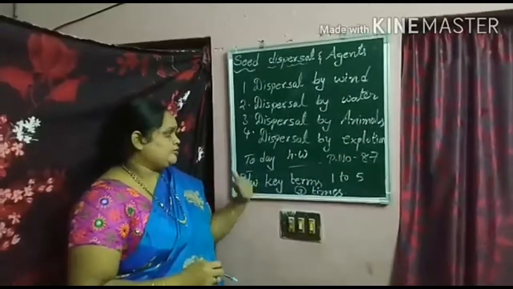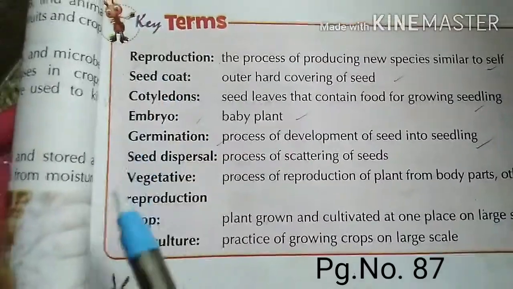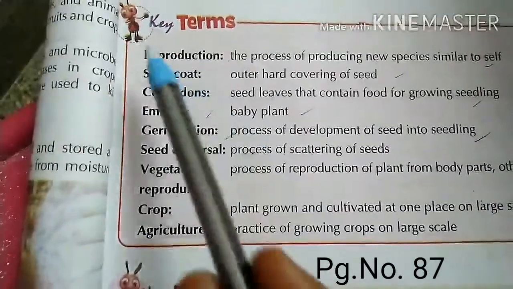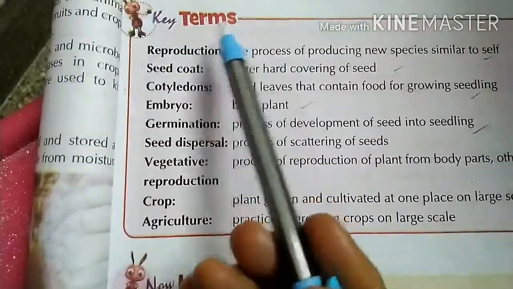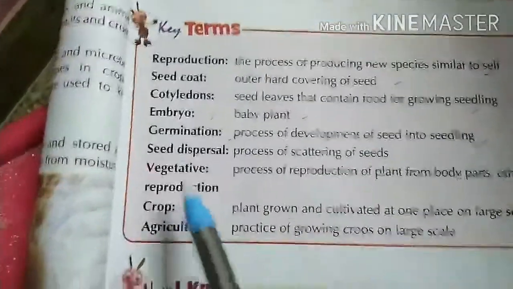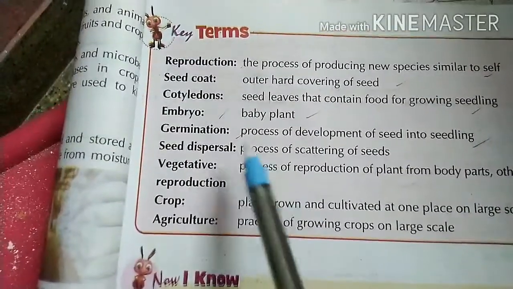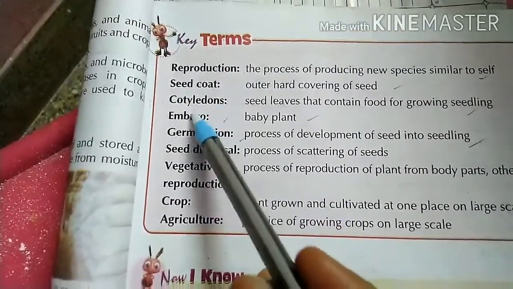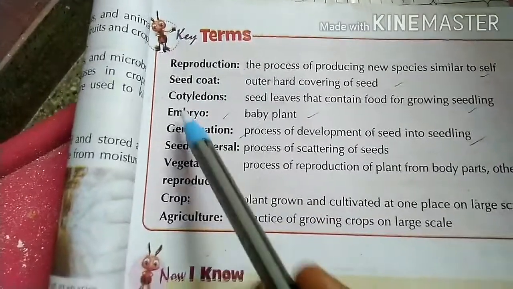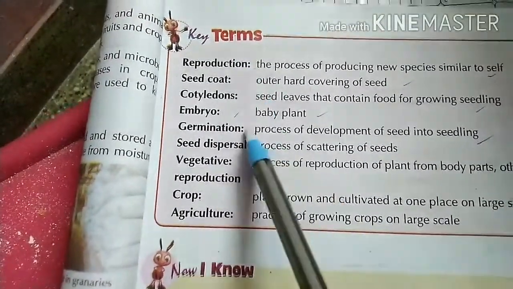Dear children, I would like to give you some homework today. Page number 87. On this page, you have key terms. Among these key terms, you are supposed to write half of them. That means there are totally 10 key terms. You can write any 5 of these key terms and their meanings in one notebook, each one 3 times.